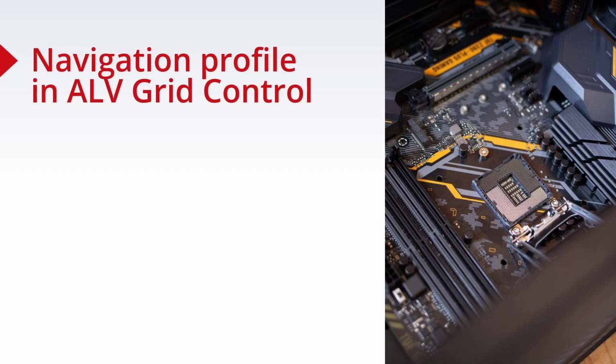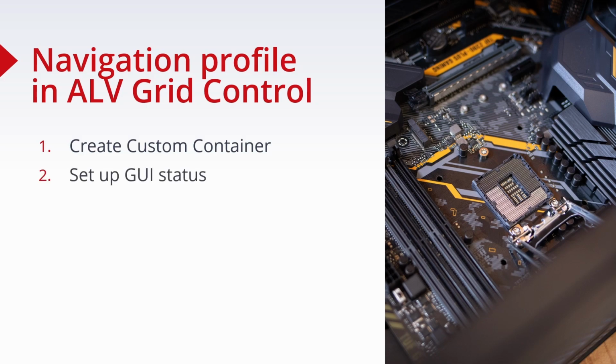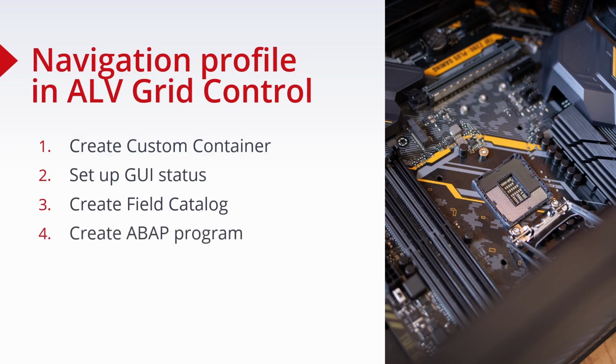So basically, to add a navigation profile in the ALV Grid Control, a couple of steps are needed. First of all, we have to build the standard ALV Grid Control. So first of all, we have to create a custom container. Then we will set up the GUI status. Then we will create a field catalog. Then after that, we will create an ABAP program.